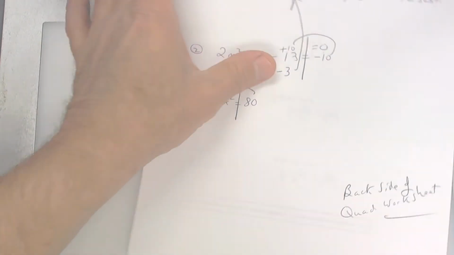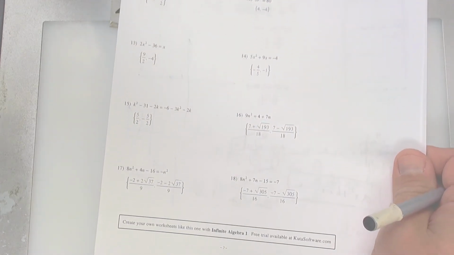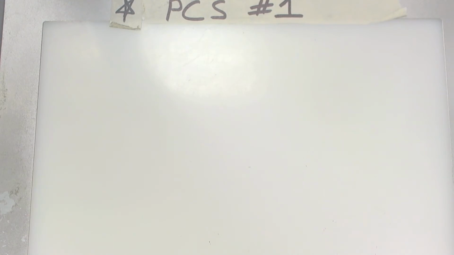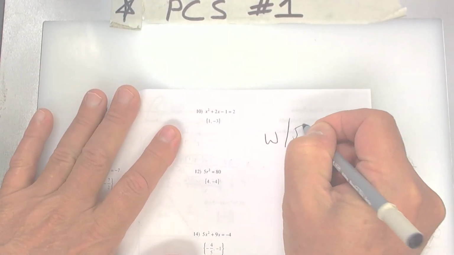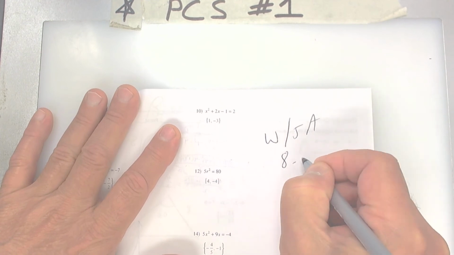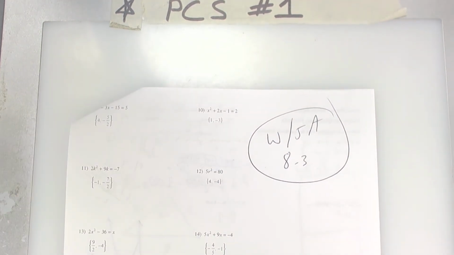What I want you to do today is to work the back side of the worksheet from last week. Okay, so here's the back side of it, and this was worksheet B, but I want you to go ahead and change this. So put worksheet A and put 8.3. All right, so it's the back of the one we already did.